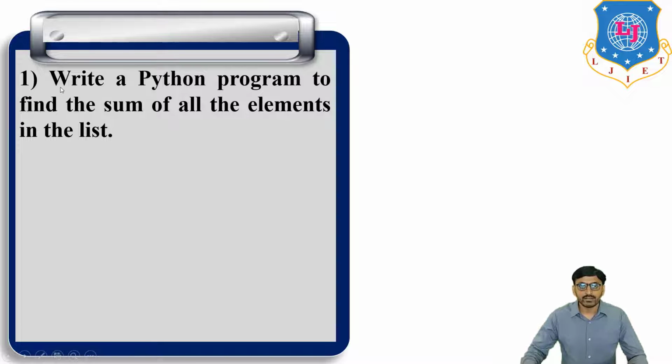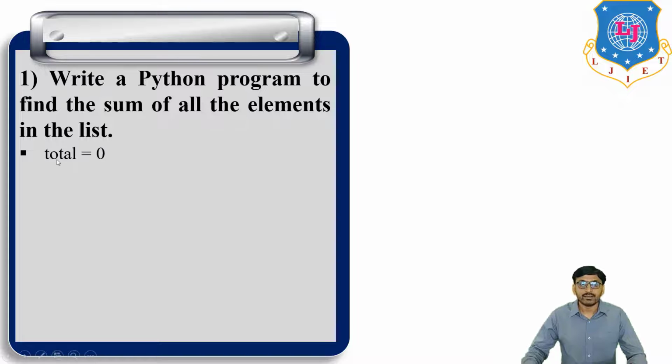So the first one: write a Python program to find the sum of all the elements in the list. Now, a list, we know, is a mutable data structure and it is represented by square brackets. All the elements of a list can be heterogeneous, which means they may be integer, float, string, etc., and they are separated by comma separators. So in the first program, we find the sum of all the elements in the list.